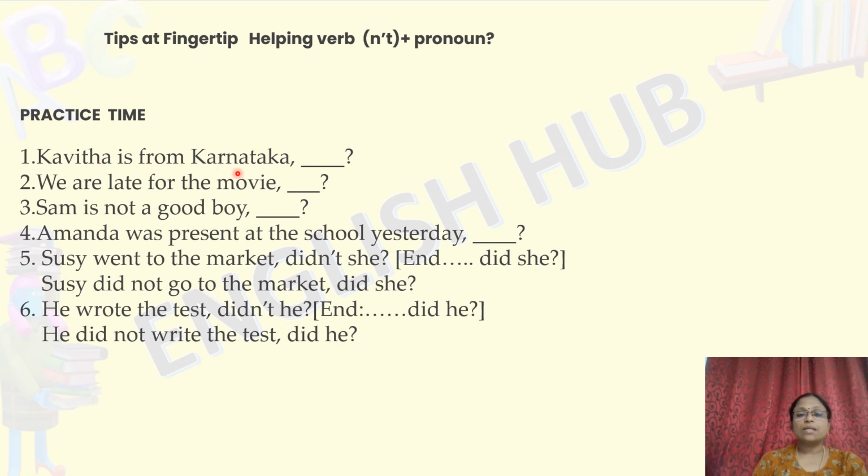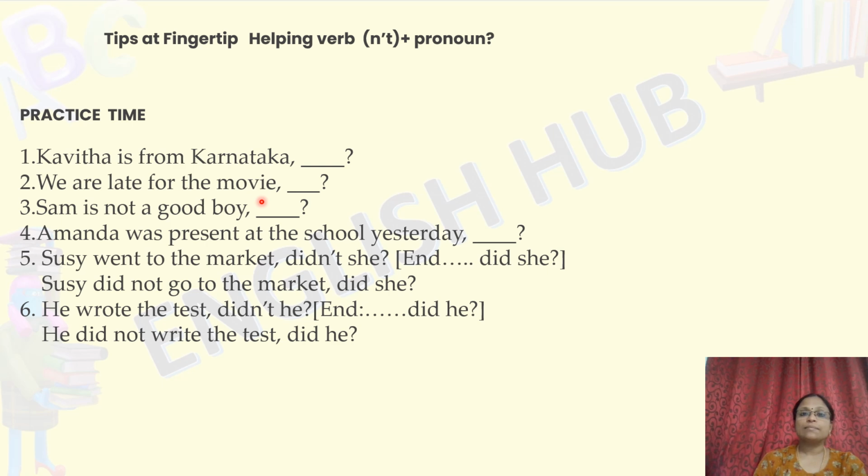Kavita is from Karnataka. What will be the tag for this? We can see that there is an auxiliary verb, is. The statement is positive, so n't is to be added and the tag will be negative. So isn't. The noun is to be changed to a pronoun. The answer is isn't she.